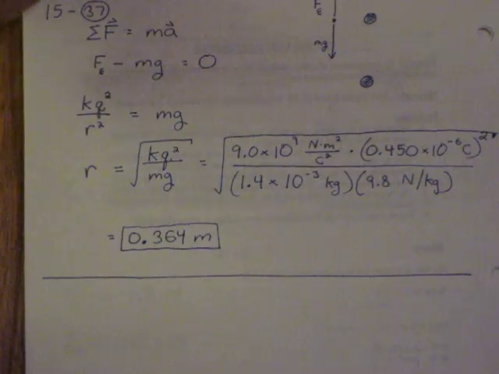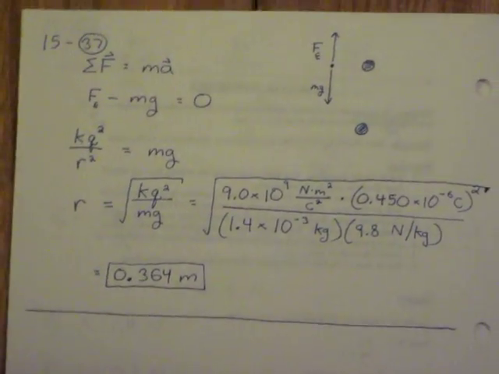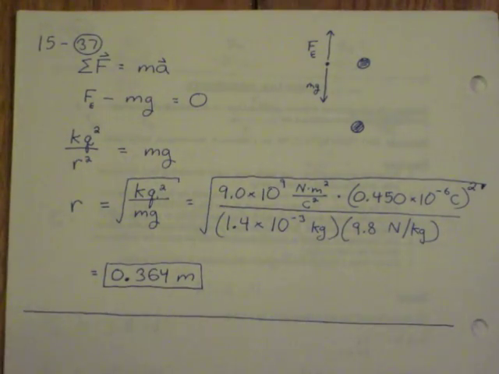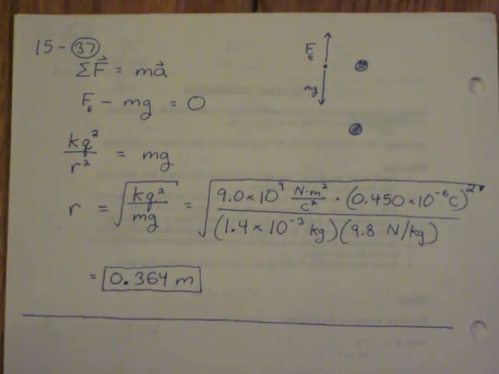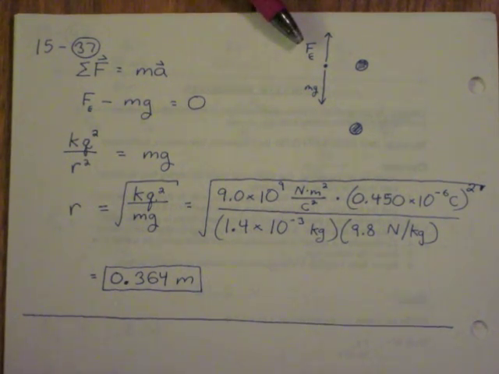Next is number 37. Number 37 involves 2 ping pong balls. The one on the bottom of my diagram is fixed in position. The one on the top is levitating. And there you see I've drawn a free body diagram of the one on top. It's got the electrical force of repulsion pushing it up and its weight pulling it down.